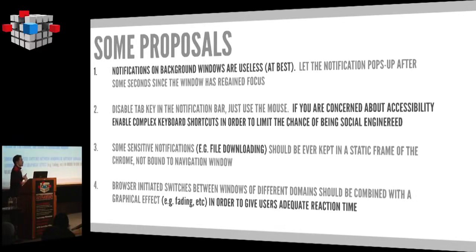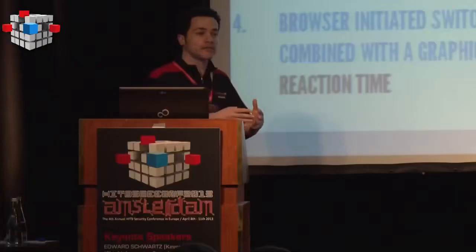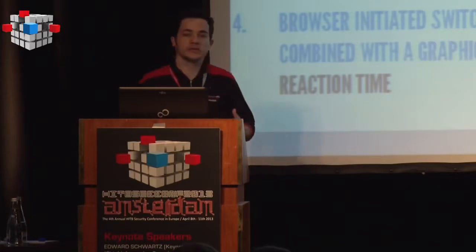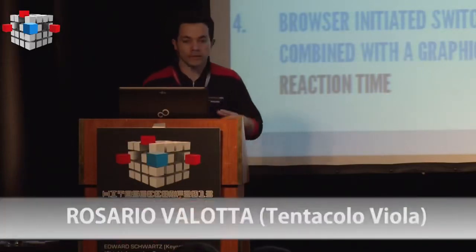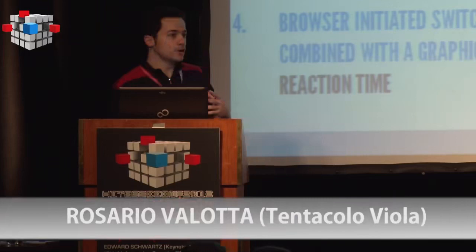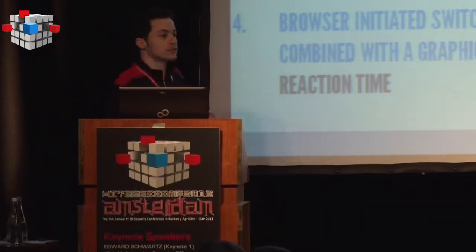The second proposal is disabling tabbing in the notification bar. In my opinion, in my experience, tab is completely unnecessary. Just use the mouse. If you are concerned about accessibility and you want to grant direct keyboard access to the notification bar, you can still enable some complex key combos in order to reduce the chance of being socially engineered.